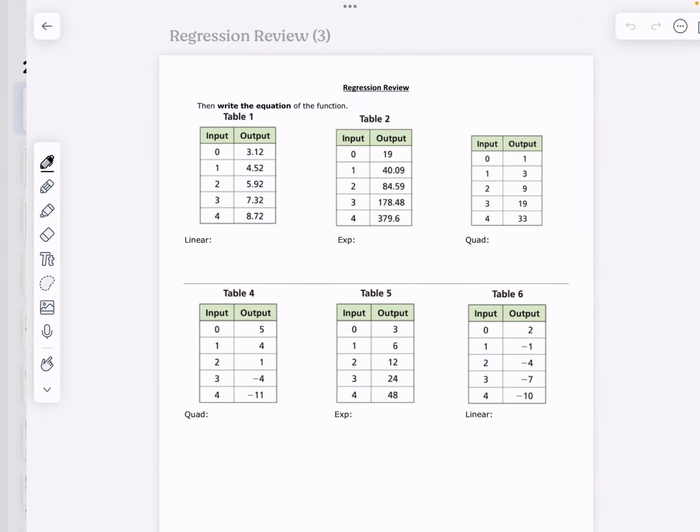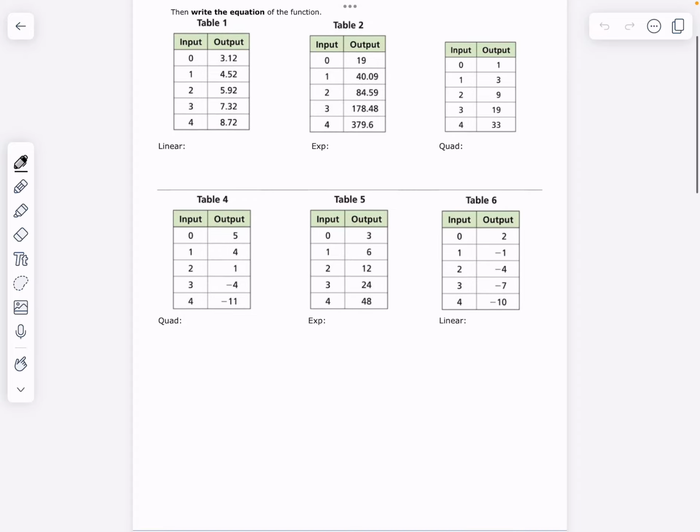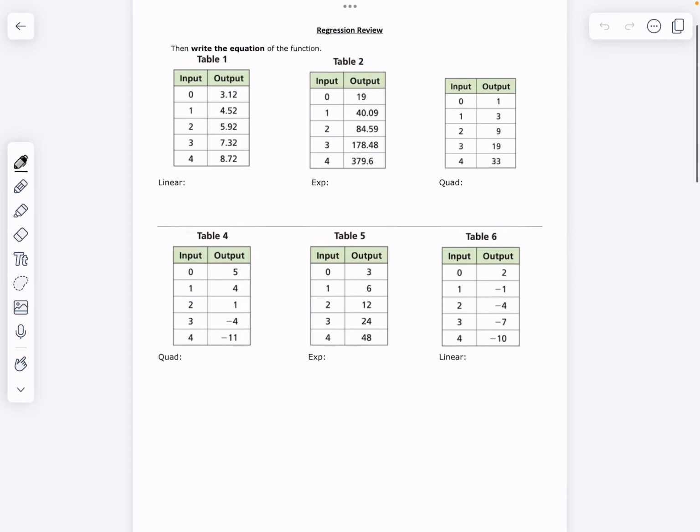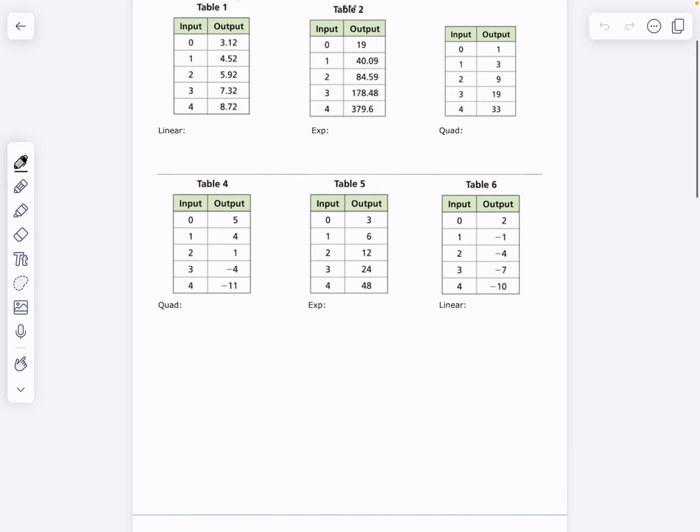All right, so this lesson is about regression. We look at three different types of regression for Algebra 1, one being linear, one being quadratic, and the other being exponential.